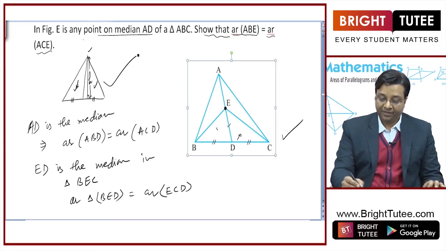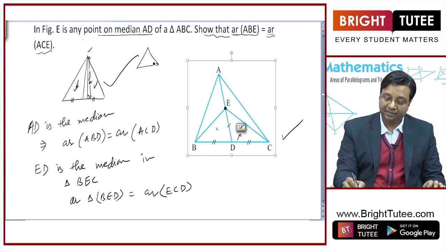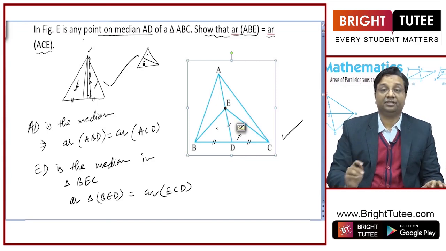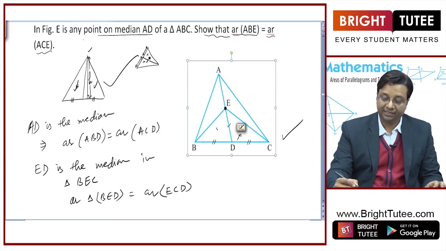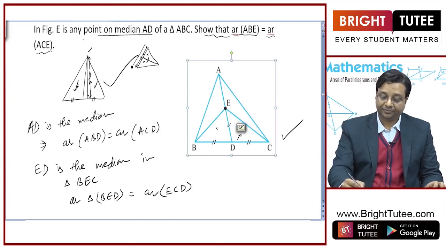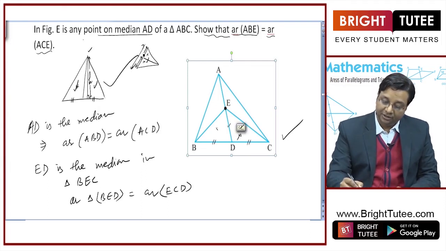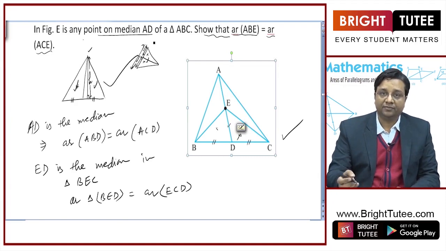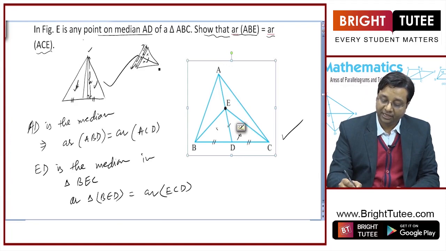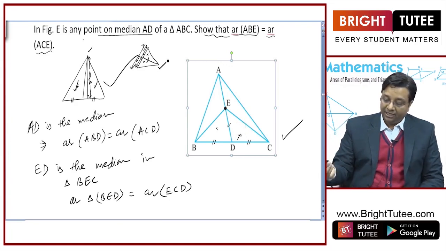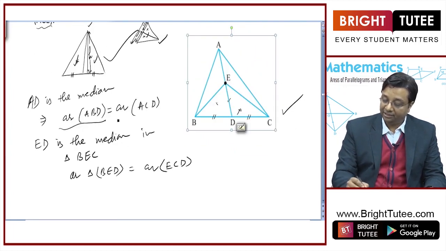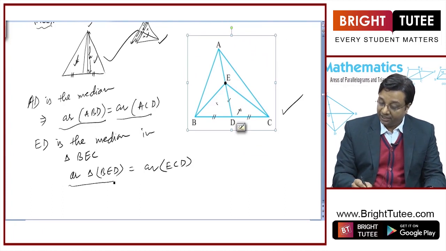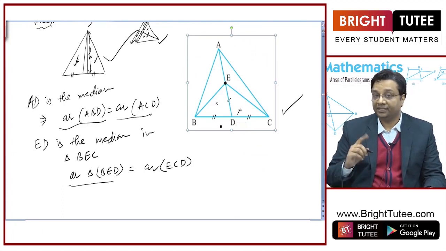Whenever you see a median like this in a triangle, let us say this is the median, these two triangles will have equal areas. The concept is pretty simple: their respective bases are equal in length, because the median bisects the line on which it is falling, and their height is common. They have the same vertex, so their height is the same. So now we have seen that area of triangle ABD is equal to area of triangle ACD, and area of triangle BED is equal to area of triangle ECD.